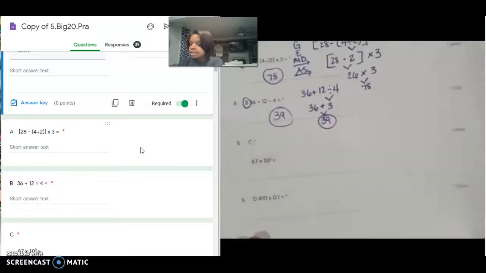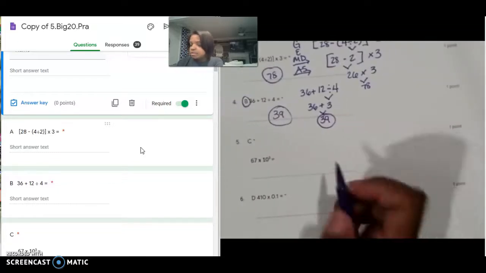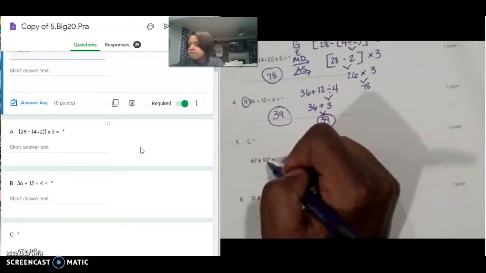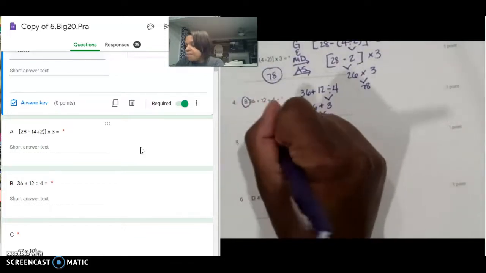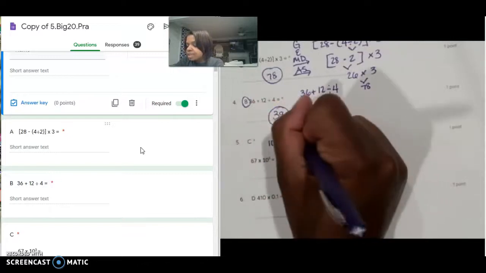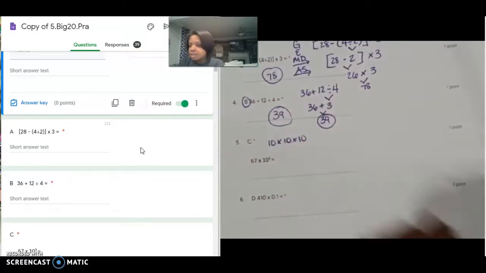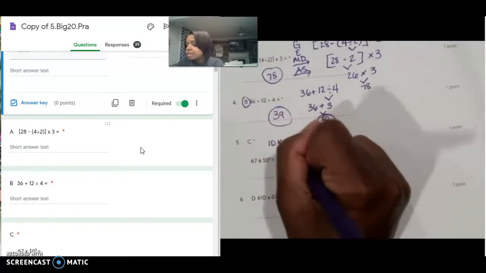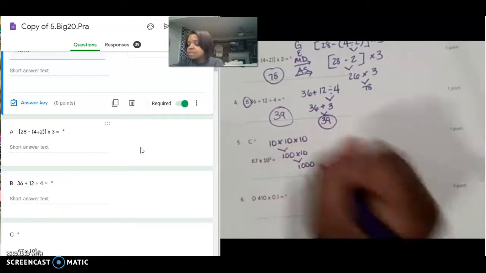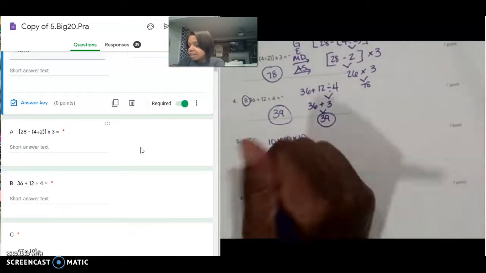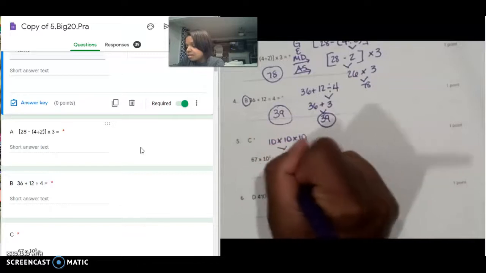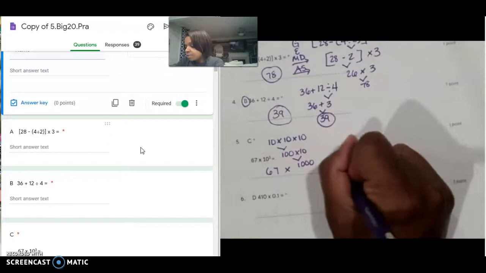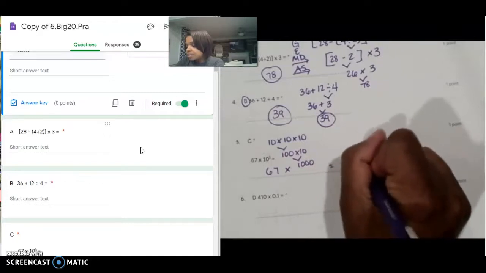All right, letter C, this is powers of 10. So right away I see that I have 67 times 10 to the power of 3. Well, 10 to the power of 3 is the same as 10 times 10 times 10. So in thinking of that, that's like 100 times 10, which equals 1,000. So this is exactly the same as 67 times 1,000. So 67 times 1,000 equals 67,000.